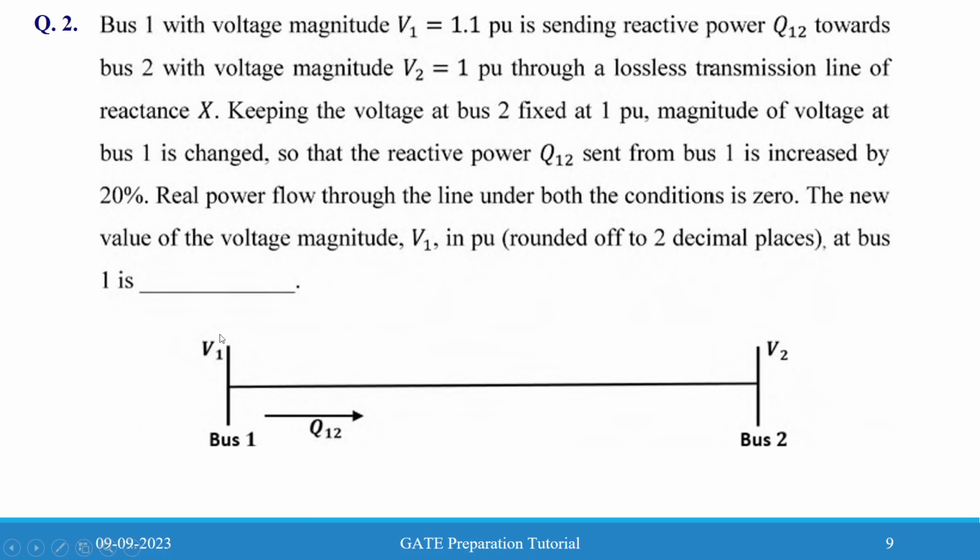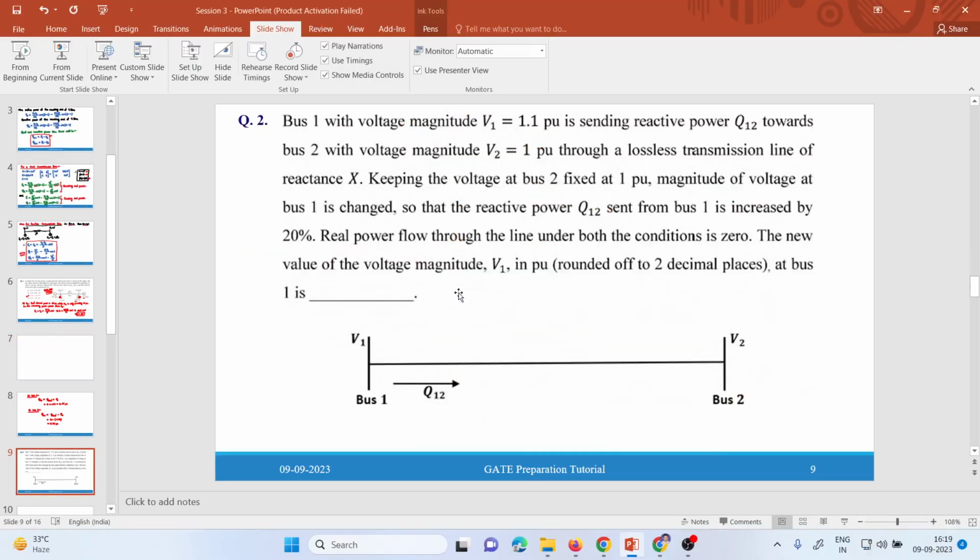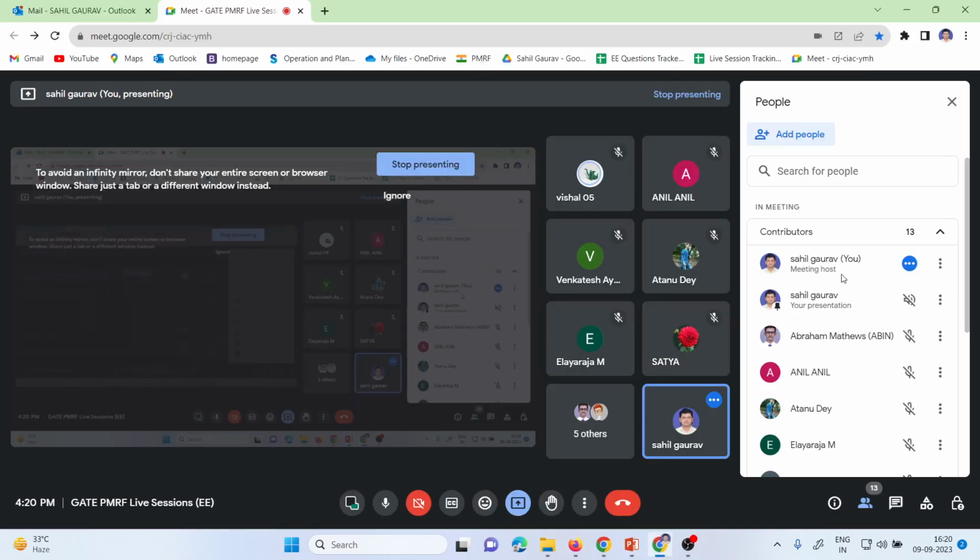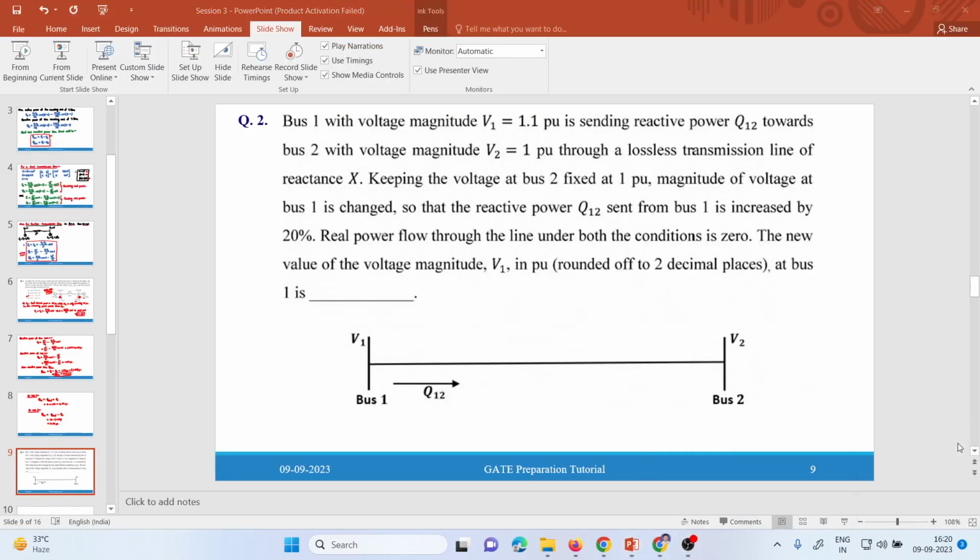The second problem is also based on the expression we have just learned. Bus 1 with voltage magnitude 1.1 per unit is sending reactive power Q1 towards bus 2 with voltage magnitude 1 per unit through a lossless transmission line of reactance X, keeping the voltage at bus 2 fixed at 1 per unit. The magnitude of voltage at bus 1 is changed so that the reactive power Q1 sent from bus 1 is increased by 20%. Real power flow through the line under both conditions is 0. The new value of the voltage magnitude V1 in per unit at bus 1 is.